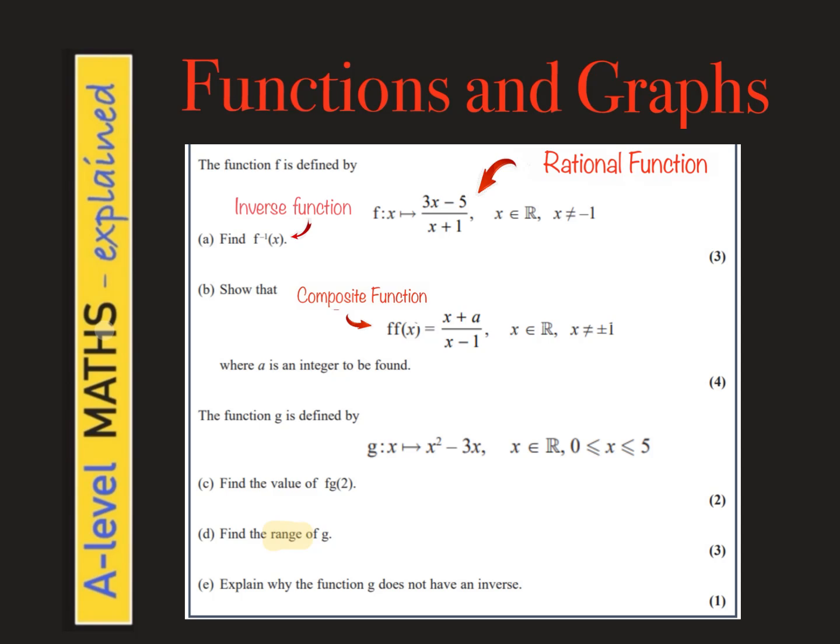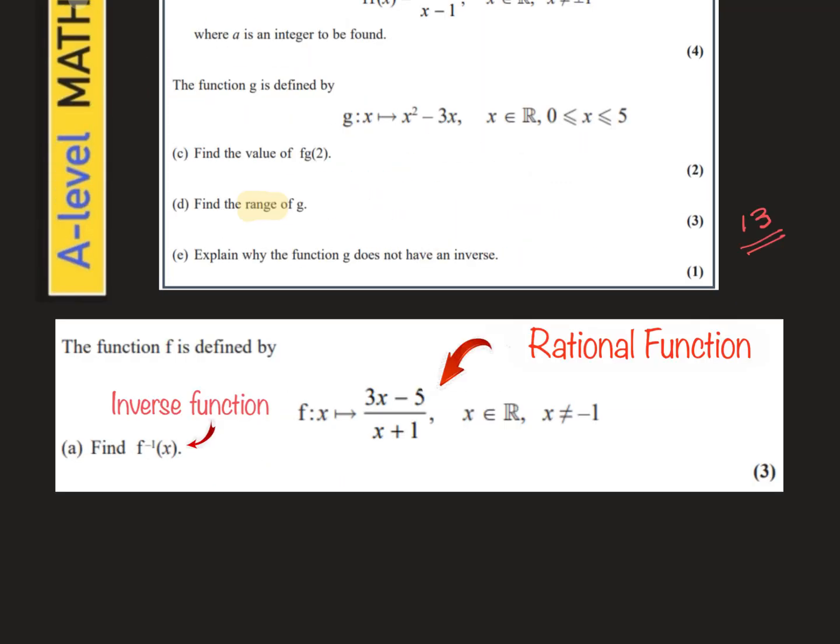As you can see, this is a very long question. Altogether, it adds up to 13 marks. So let's unpack this question. So the function is defined by this rational function. So let's just have a look. What does it mean? How do we read that?